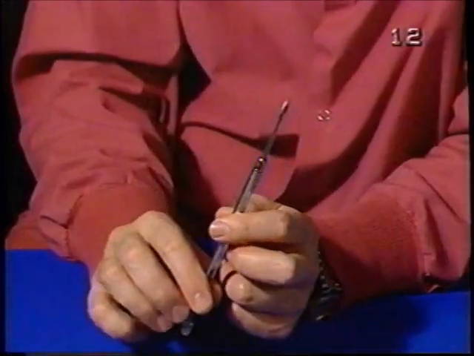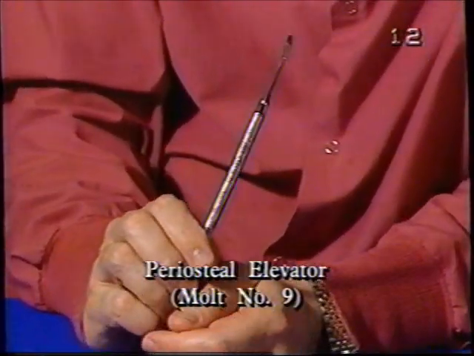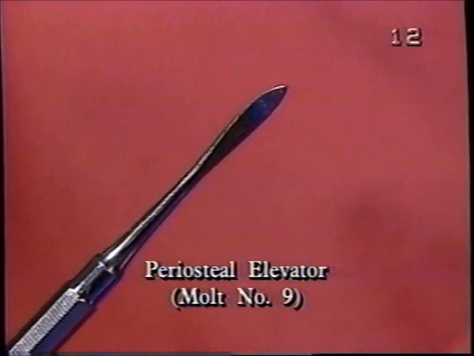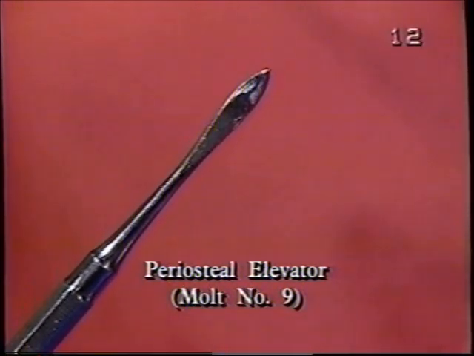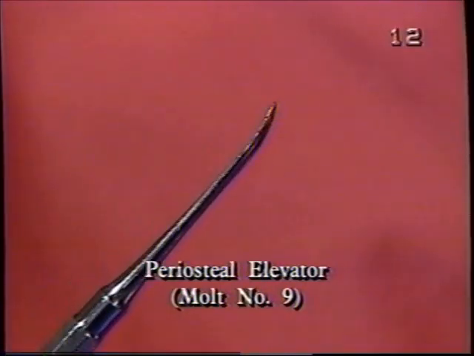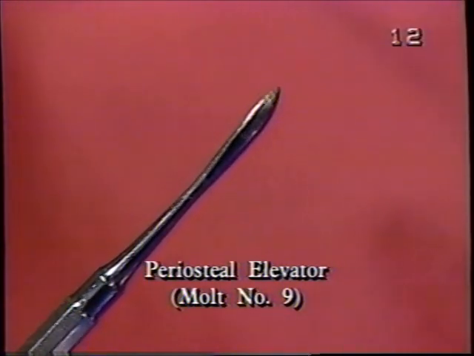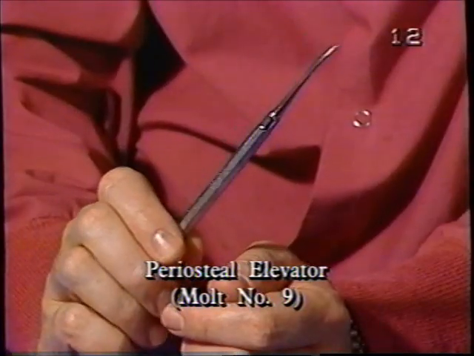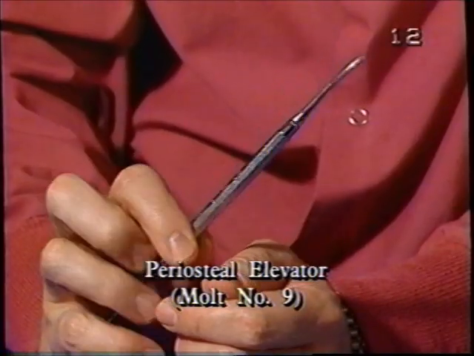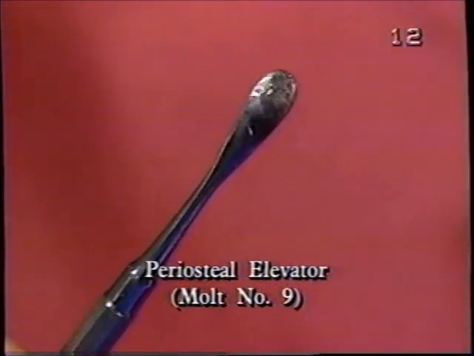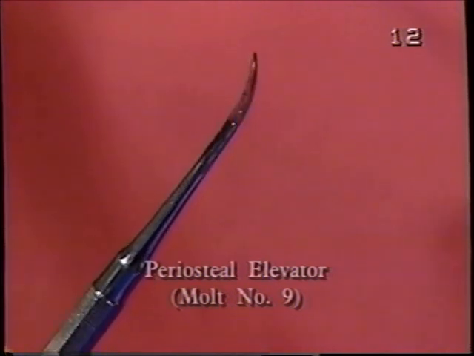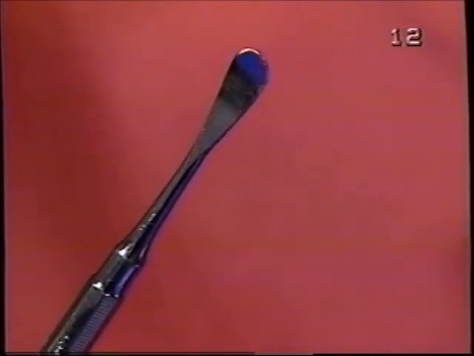The instrument we have is a Molt number 9 periosteal elevator for most of the things we're talking about with heavy-duty flap retraction, reflection and retraction. We need something like this. This one usually initiates the flap, and then as I turn it over here, you see the wider end to continue it, lifting up periosteum from bone.